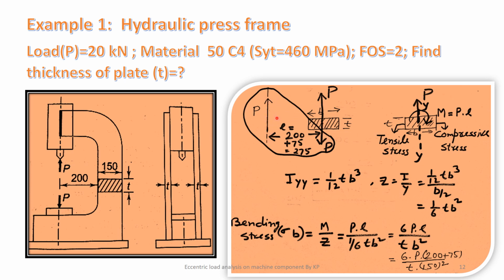So this upward force and this downward force will form a couple whose value is equal to P into E, where E is the eccentricity, or the distance between the two forces. The distance from here to here is 200, as given, and the center of gravity of this rectangular section is at half of the width, and the width is 150, so half is 75. So the total distance of this load from the CG of this cross section is 275, that is 200 plus 75 is equal to 275.